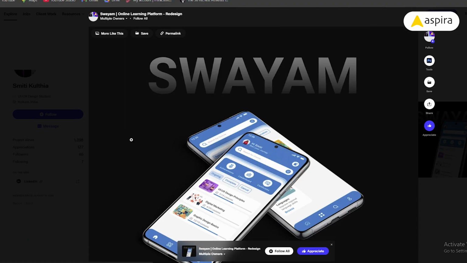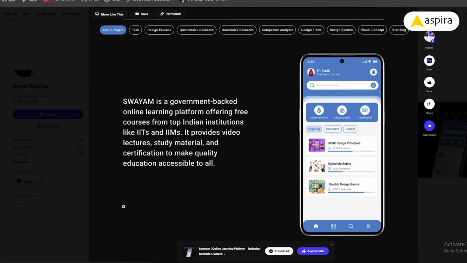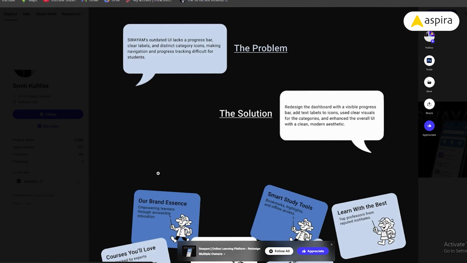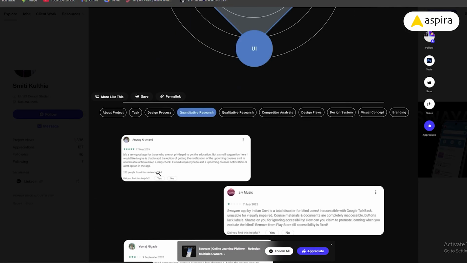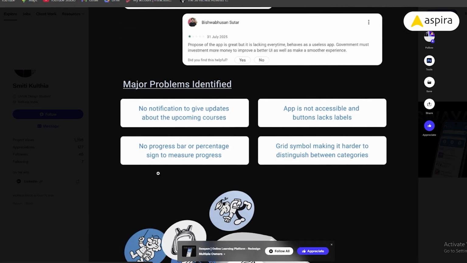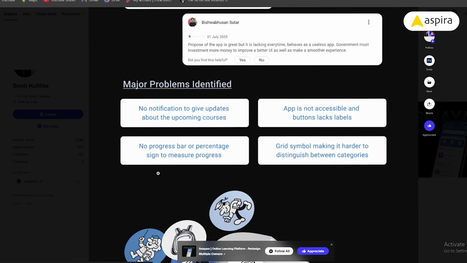So now I'm going to talk about this Swayam online learning platform. Already I was talking about a few things to be included. In this project, she was talking about the problem and the solutions. Then she's talking about the overall process and everything. She was conducting quantitative research and other work, and identifying the main problems. But here, what does she have to include? Before and after. Since this is a redesign project, she has to showcase how the design was earlier, and what things she has changed afterwards. That will always add value to the project's portfolio.